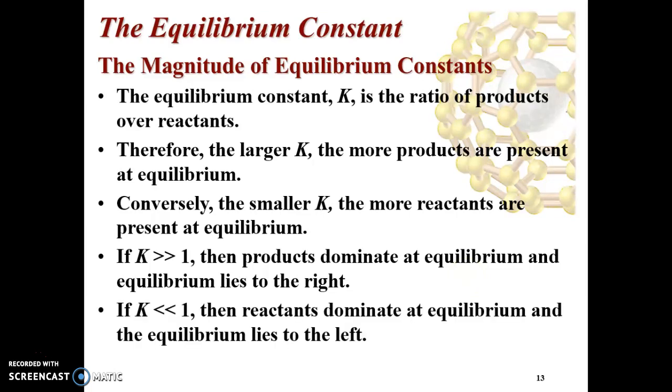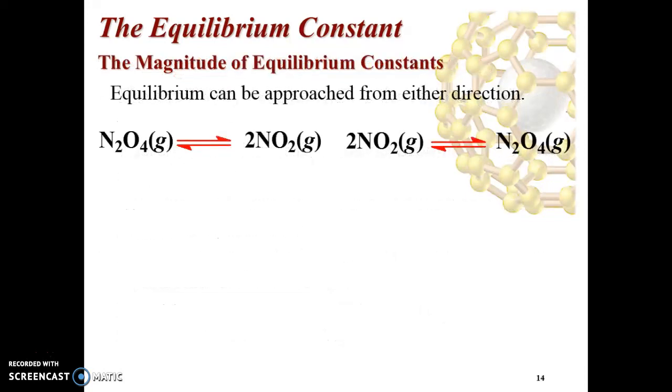Conversely, if K is much smaller than 1, that means the reactants dominate. That means your extent of completion would be 10% or 20%, where very little of the reactants have actually been converted to products. The reactants, for whatever reason, are the preferred state. And so because you have products divided by reactants, we can approach equilibrium from either direction. So going back to that first reaction that we took a look at, I took N2O4 and decomposed it into NO2. However, I could have started with NO2 and have that combined to give me N2O4.